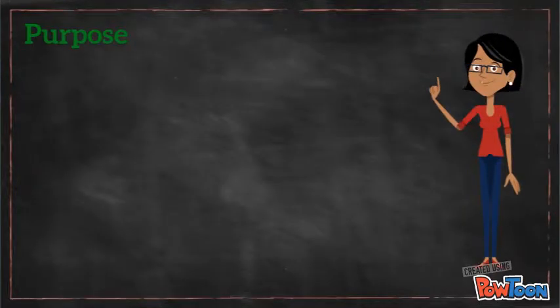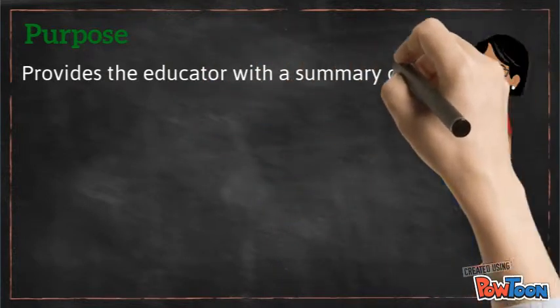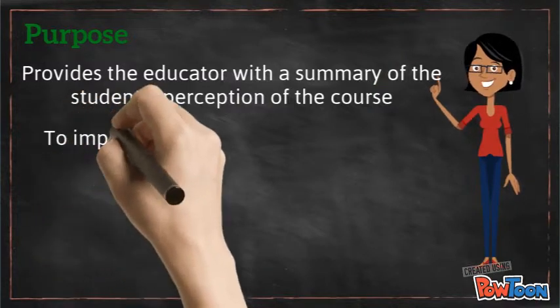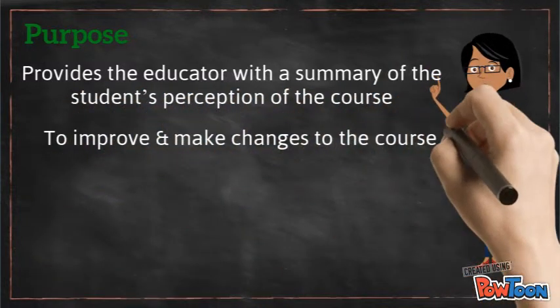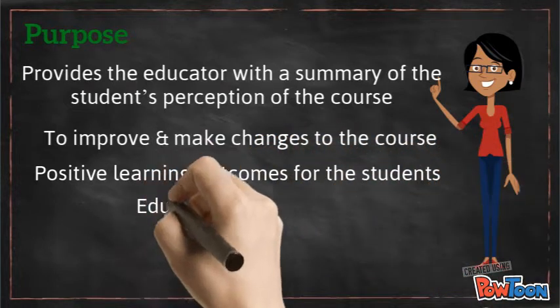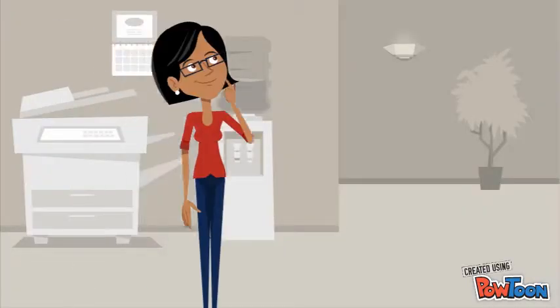The purpose of GIFT is to provide the educator with a summary of the student's perception of the course through their own observations. It is also to improve and make immediate changes to create positive learning outcomes for their students. The educator can use it to critically think about their classroom techniques. It can also be used for the student to reflect.